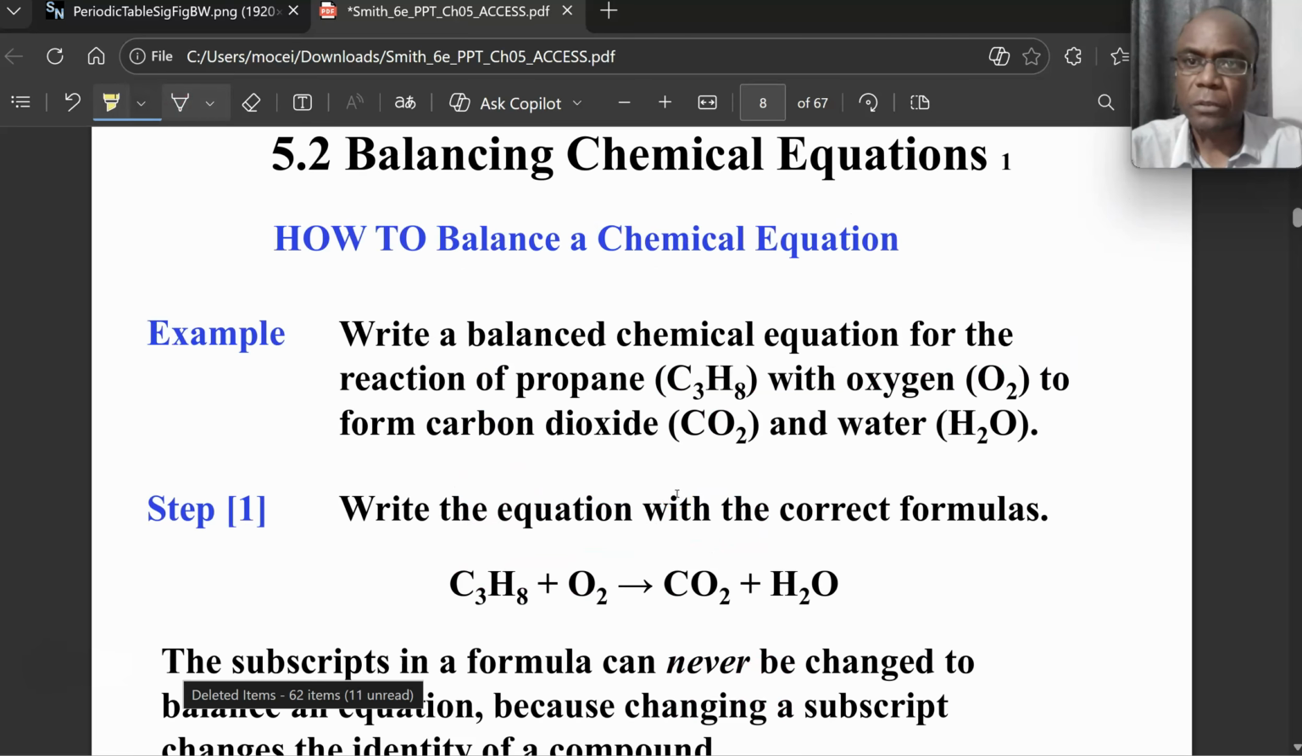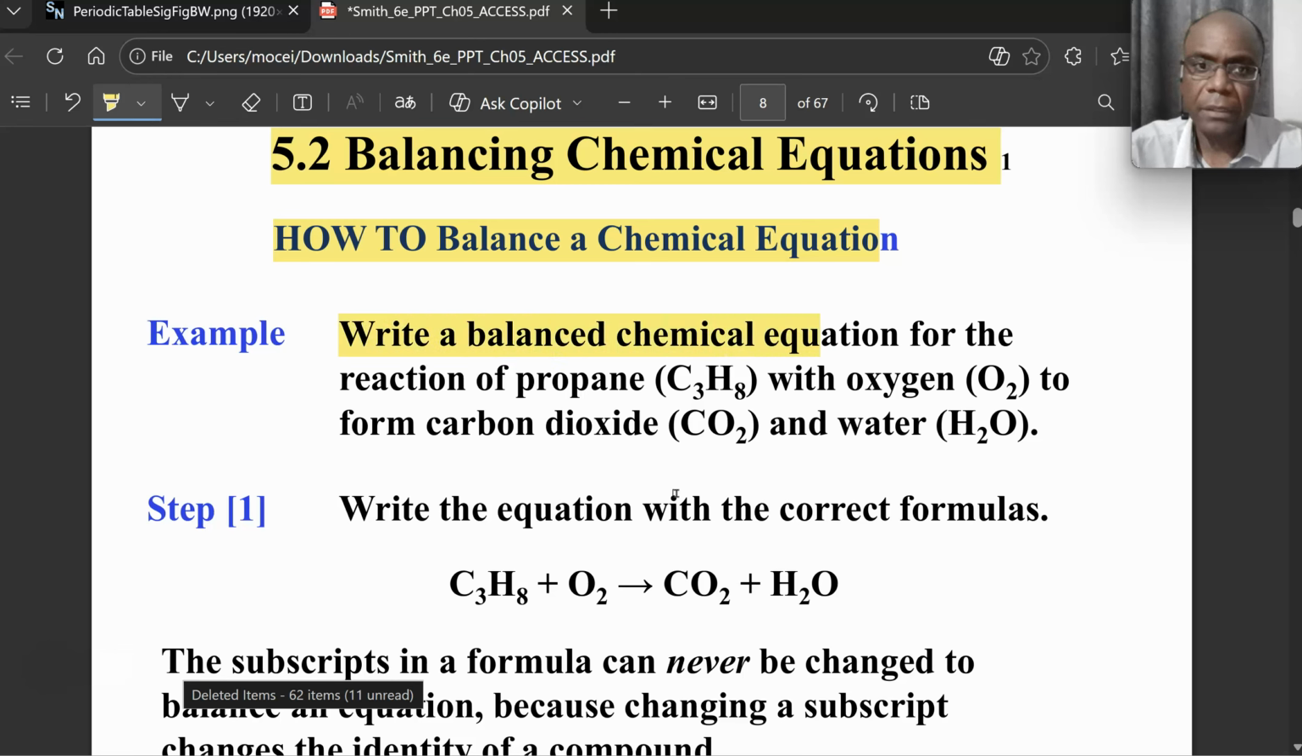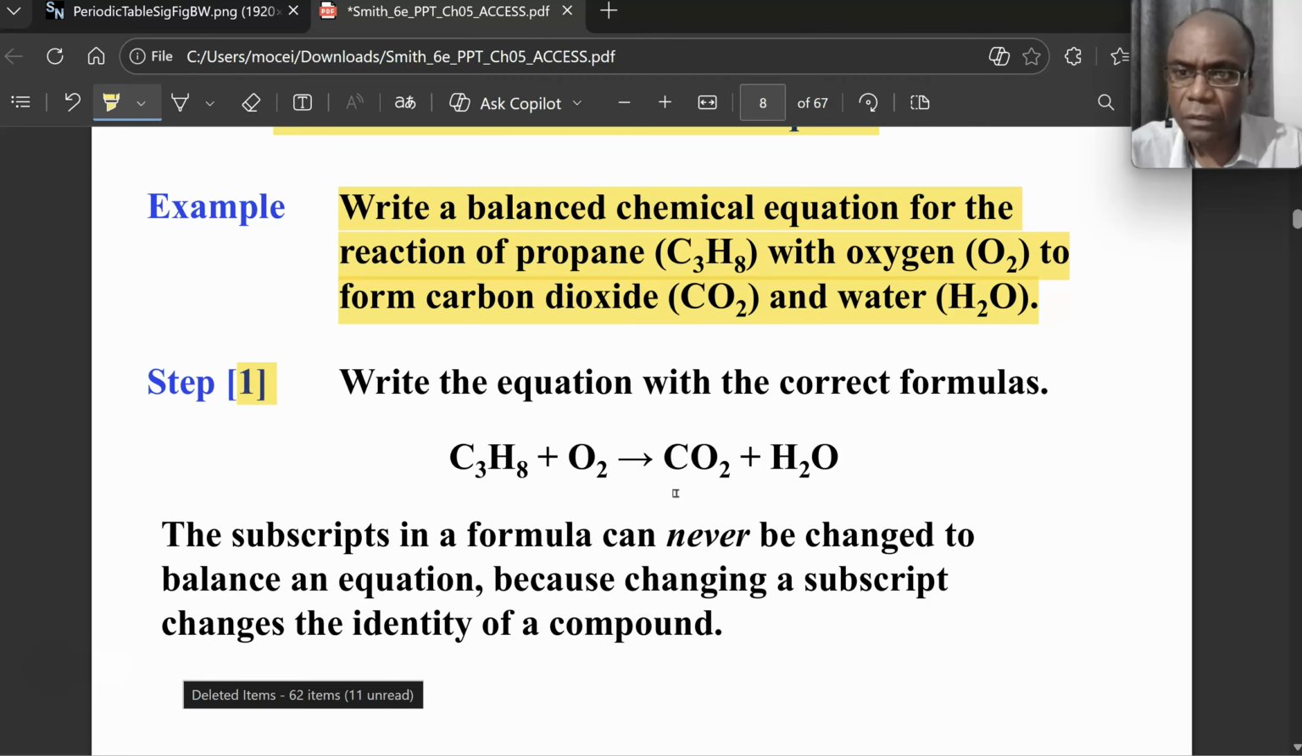Let us do some more examples on balancing chemical equations. We're still learning how to balance a chemical equation in this section 5.2. Example: write a balanced chemical equation for the reaction of propane with oxygen to form carbon dioxide and water. So step number 1 that I'll follow will be to write the equation with the correct formula. That should be my step number 1. I have to write the equation with the correct formula.